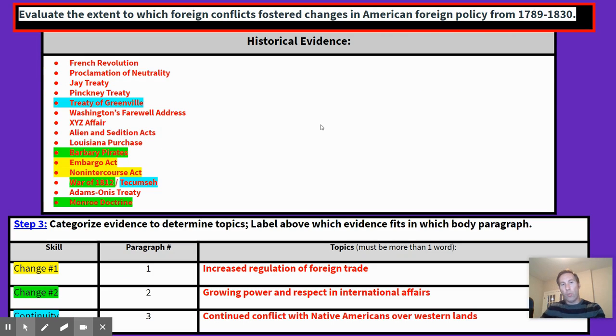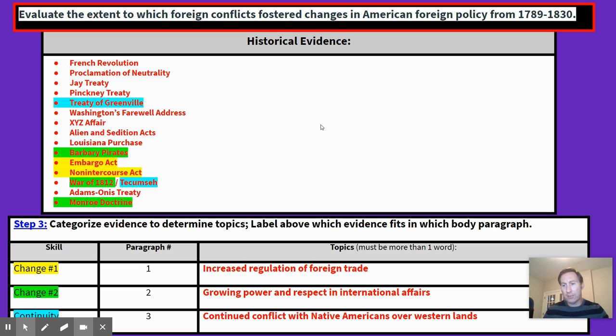Okay, so once I have my evidence, I'm going to start to say, what bigger trends can I create arguments for? Looking at this list from start to finish, what's staying the same, what's changing? So maybe my first change, as I look through this list, is that the government is definitely doing more to regulate and control foreign trade.